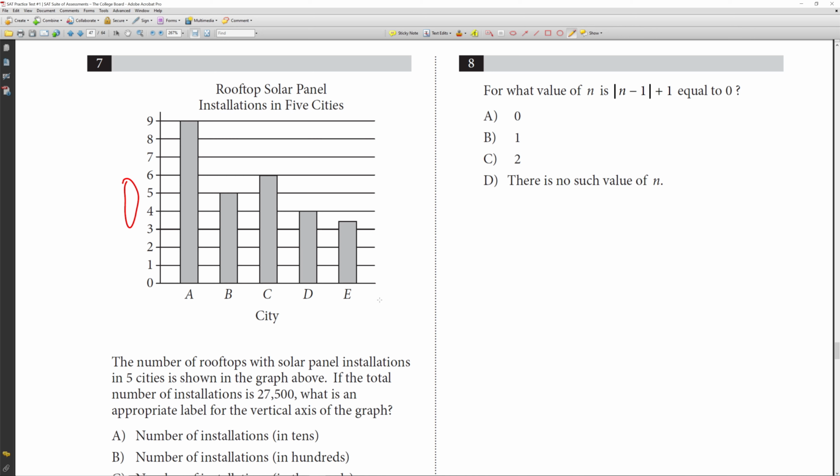All right, so let's see what the question is asking. The number of rooftops with solar panel installation in 5 cities is shown in the graph above. If the total number of installations is 27,500, what is an approximate label for the vertical axis of the graph?